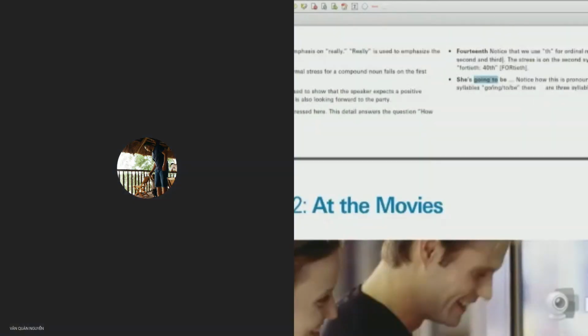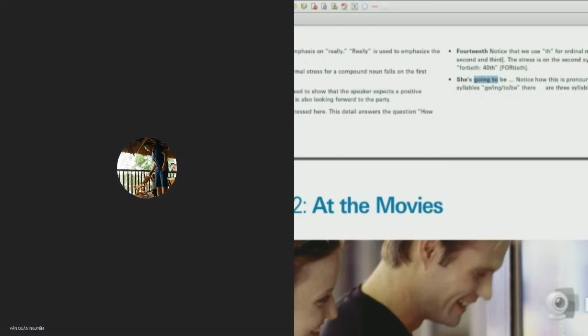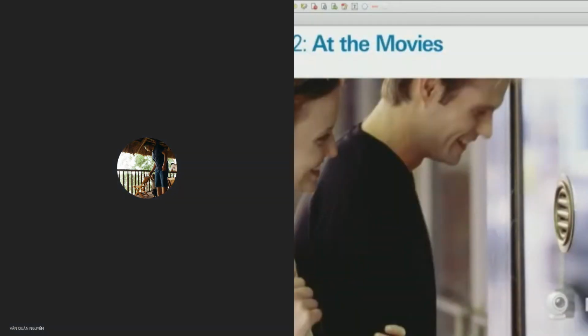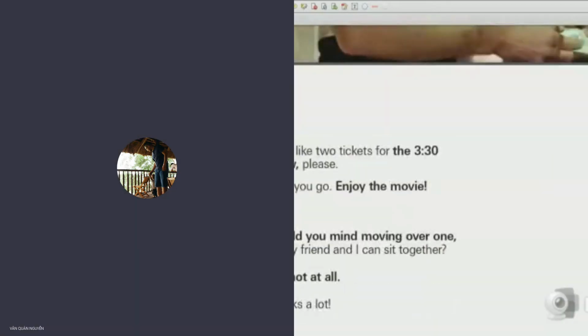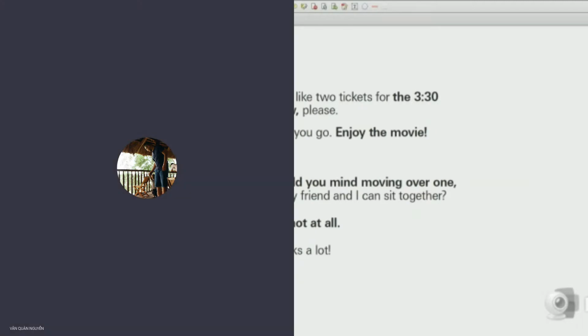Okay, so now let's go to the next page for the next dialogue. Dialogue 3-2, at the movies. Okay, so this time I'll let you be Bob, and I will be ticket sales and the woman. So I will be two people, ticket sales and woman, and you will just be Bob. Okay, so let's start.